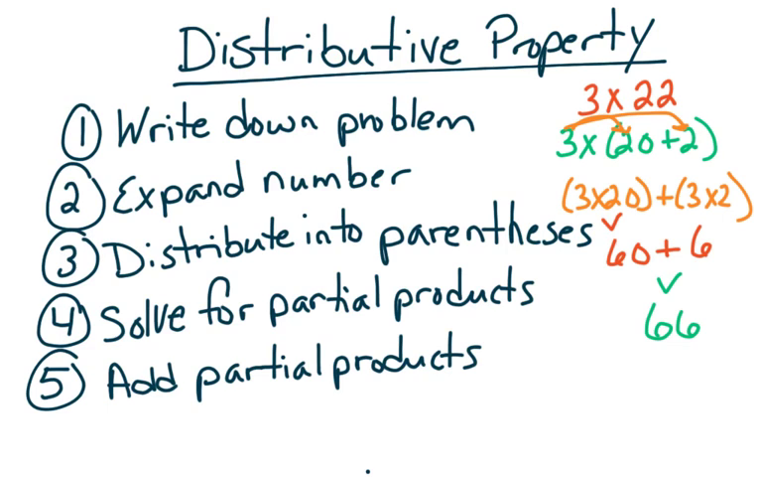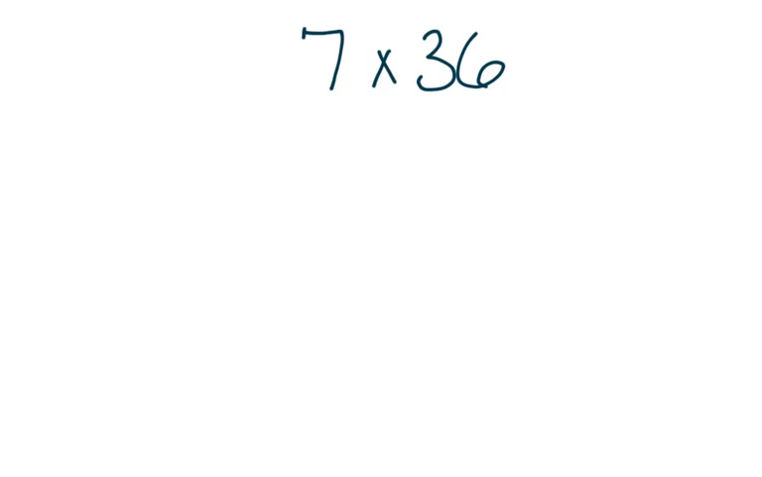And we're going to end with one final question. Go ahead and write this problem down, 7 times 36, and I want you to solve and find the product. Choose a method that you want to use for this one, solve and find your product. Go.